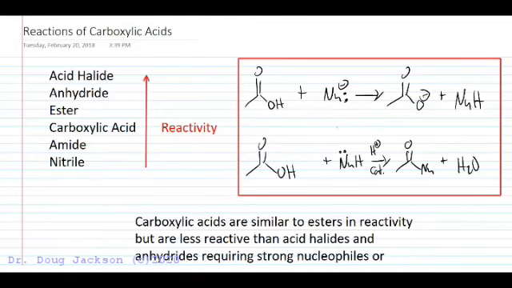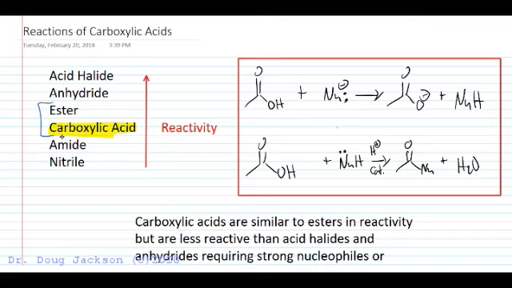Alright, let's look at reactions of carboxylic acids. So carboxylic acids and esters are very similar in reactivity. Esters are slightly more reactive than carboxylic acids, but they're both going to be more reactive than amides and nitriles, and they're going to be somewhat less reactive than acid halides and acid anhydrides.